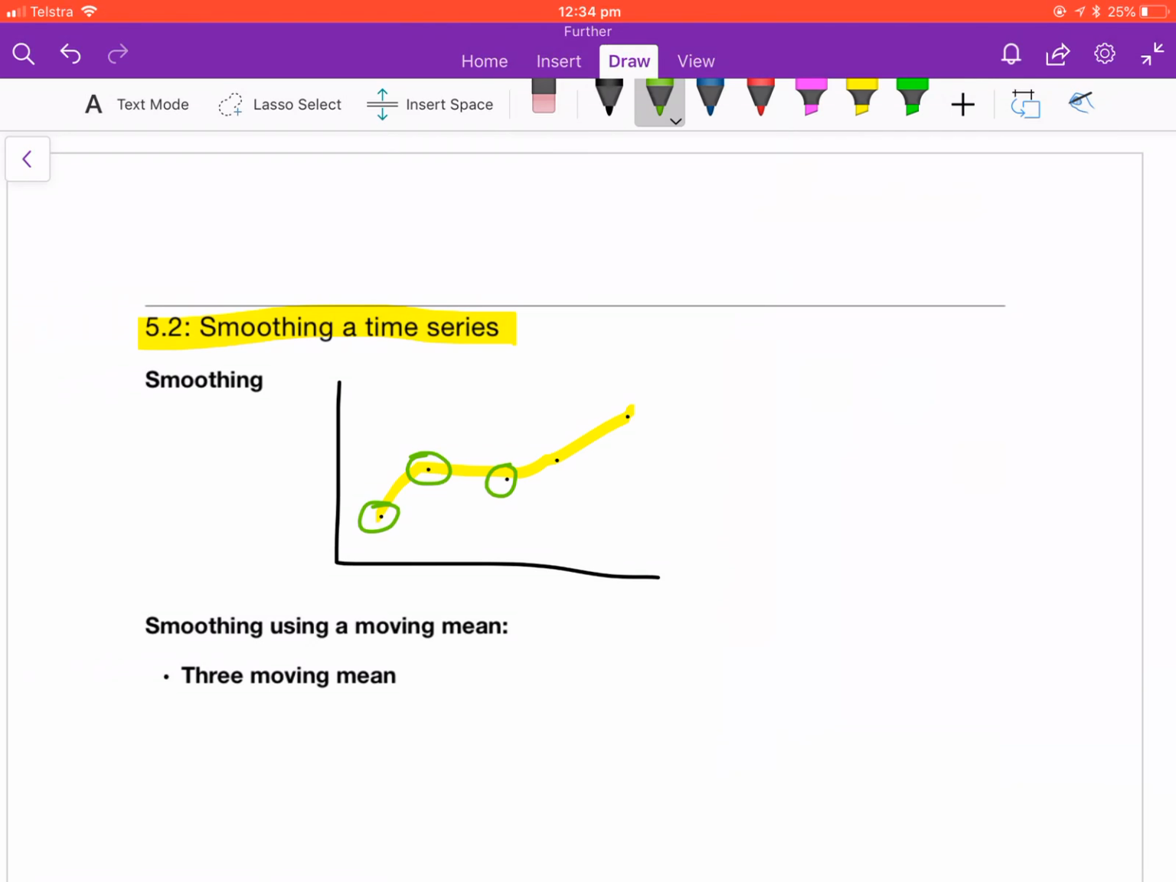You can do a 3 moving mean, a 5 moving mean, or any odd number, so 7, 9, 11, whatever you want. You'll only ever be asked to do a 3 moving mean or a 5 moving mean, or you could be asked to do a 2 moving mean. That involves taking 2 data points, and it's a bit more complicated, but I'll go over that in a bit.